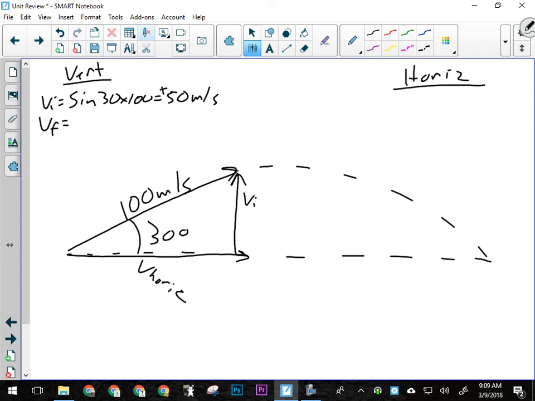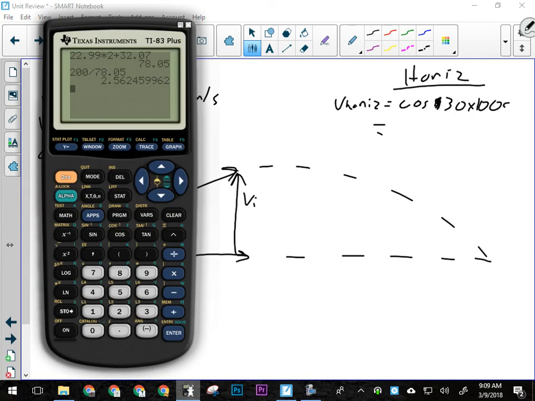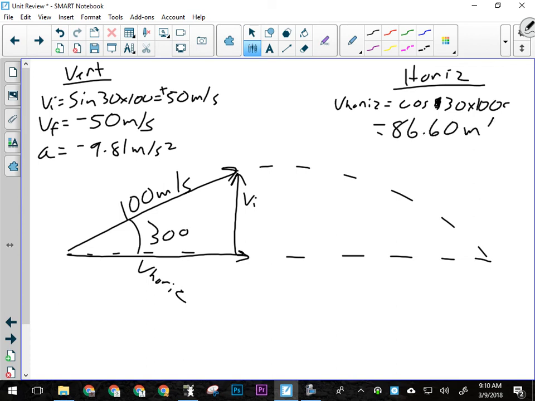What do I have to remember about an object that lands and is fired from the same height? The initial and final velocities have the same magnitude, but they have opposite direction. If we don't remember that, it's very difficult to solve these. We also know the acceleration vertically is negative 9.81 meters per second squared. Horizontally, v horizontal is going to be the cos of 30 times 100 meters per second, so 86.60 meters per second. All right, so we've got that.